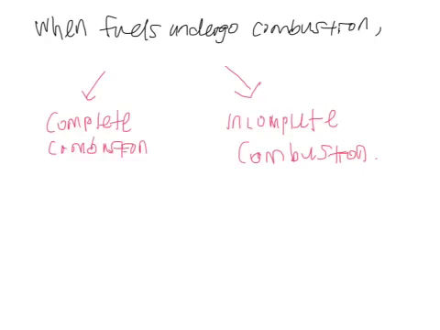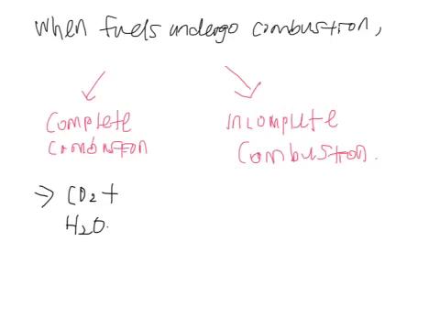Now here I'm going to share with you the products that could be produced when fossil fuels undergo combustion. Remember me telling you just now that combustion could be complete or incomplete. When the fuel undergoes complete combustion, that means there is a lot of oxygen for all the fuel to be broken down and release a lot of heat energy. When this happens, the products produced would be carbon dioxide and water. So this is not really harmful to us.